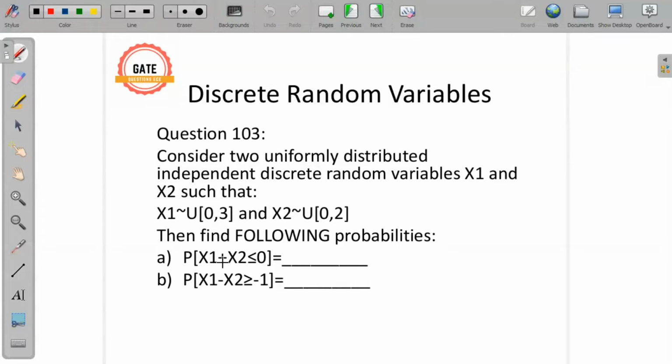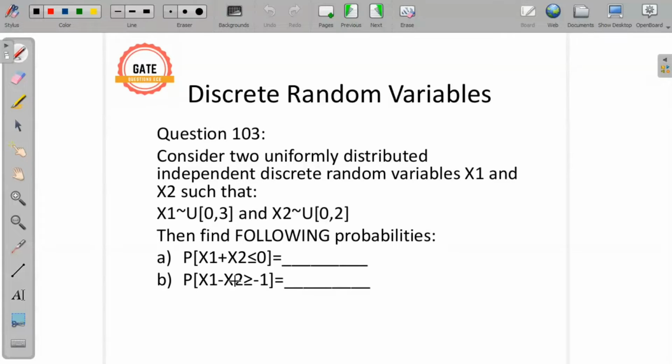First probability is probability that x1 plus x2 is less than or equal to 0. So we have to find this. Second part is probability x1 minus x2 is greater than minus 1. So we will have to find this also.